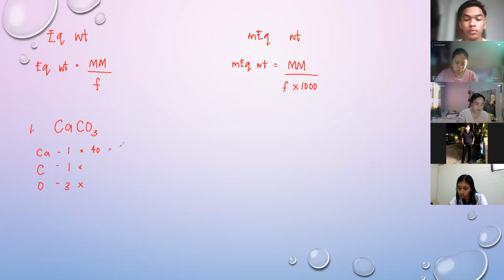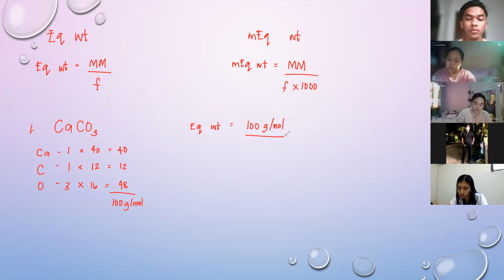Calcium is 40. Please recheck that in your periodic table. Pakitingnan, 40, tama? Okay. Yes, ma'am. Sige, and then carbon is 12. So this is 12. And this is 16. So this is 48. 48 plus 12 plus 40 is 100 grams per mole. Okay? So unahin natin si equivalent weight. Equivalent weight is the molar mass. This is 100 grams per mole.